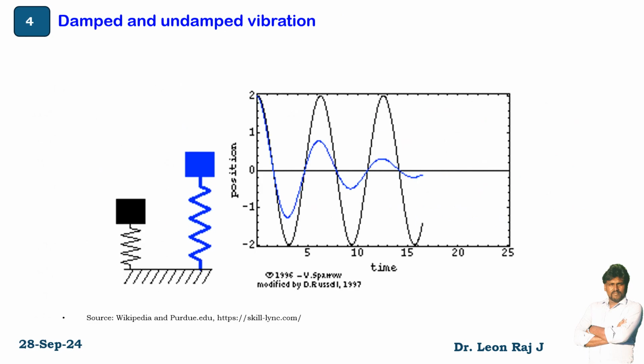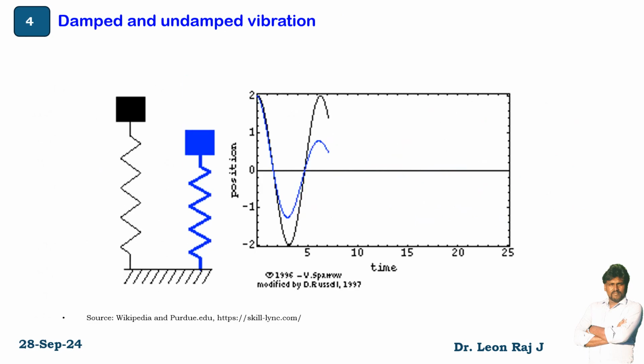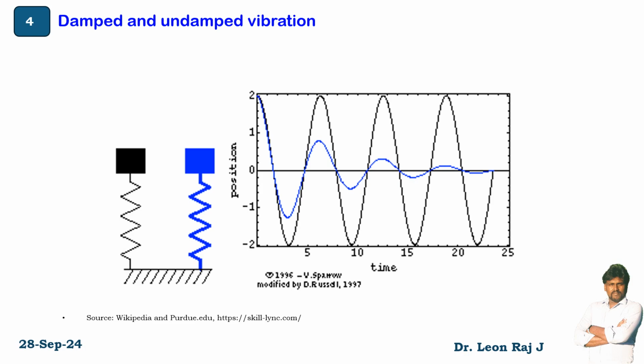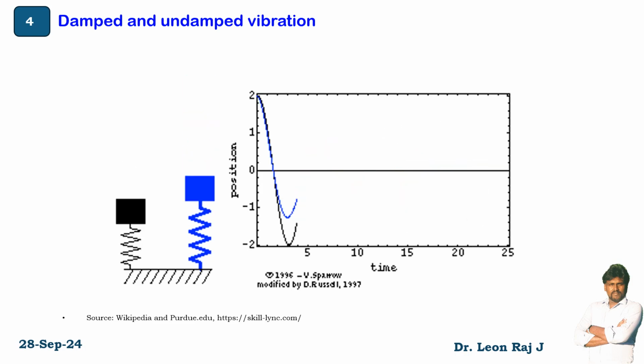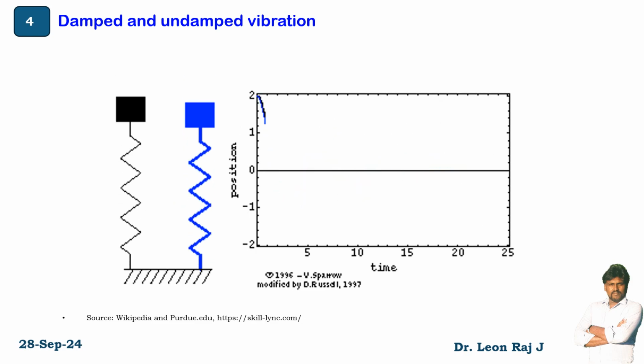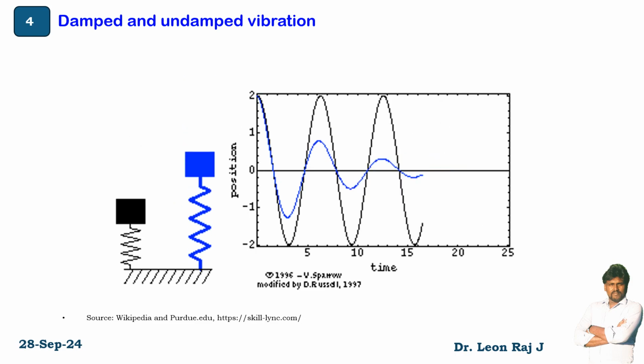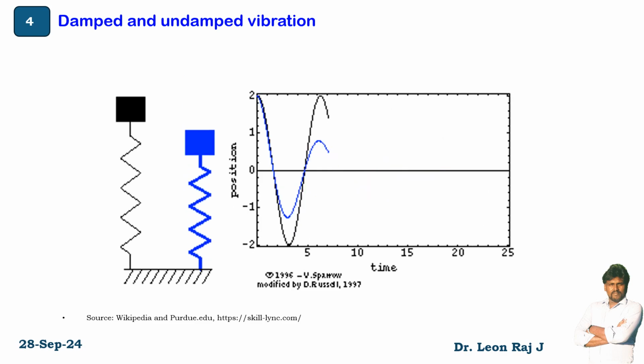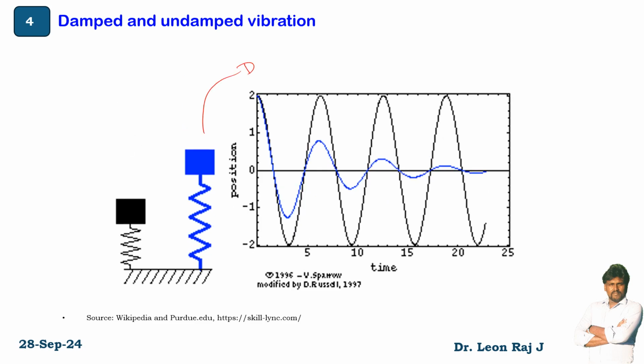So there are four kinds of problems in structural dynamics. One is damped system and undamped vibration. Another one is free and forced vibrations. So the first spring is subjected to undamped vibration and the second spring is subjected to damped vibration.